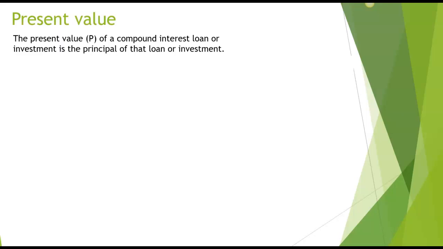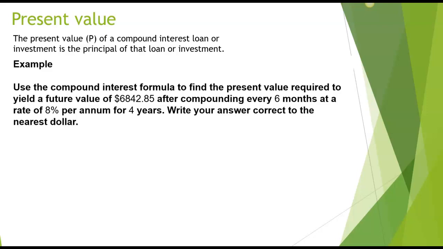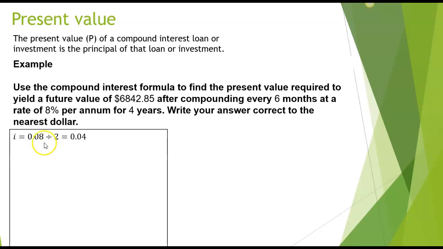So working backwards to work out the present value. Right, so the present value of a compound interest loan or investment is the principal of that loan or investment. So use the compound interest formula to find the present value required to yield a future value of $6,842.85 after compounding every 6 months at the rate of 8% per annum for 4 years. Write your answer to the nearest dollar. So 8% compounding 6 monthly is 0.04.